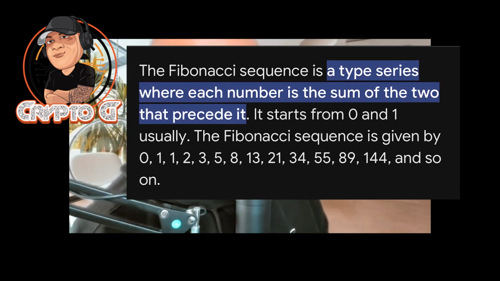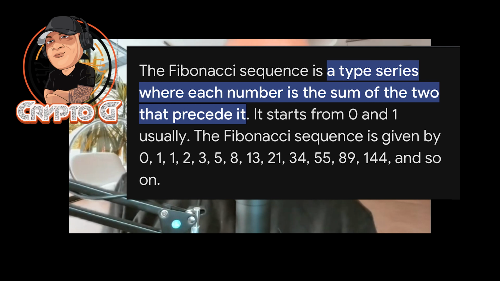So I'll put this up right now. The Fibonacci sequence is a series where each number is the sum of the two that precede it. It starts from 0 and 1, usually. The Fibonacci sequence is given by 0 plus 1 equals 1, then 1 plus 1 equals 2, then 1 plus 2 equals 3, 2 plus 3 equals 5, 3 plus 5 equals 8, 5 plus 8 equals 13. Do you get it? And so on and so on.